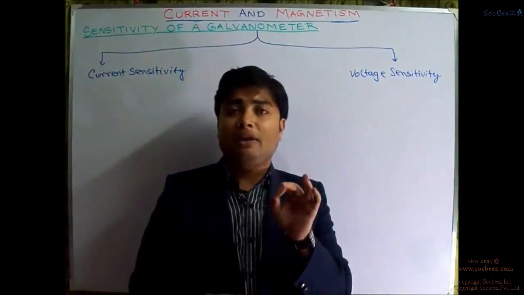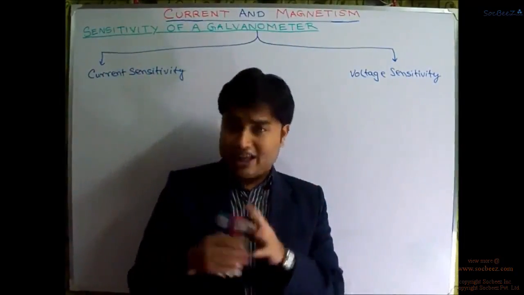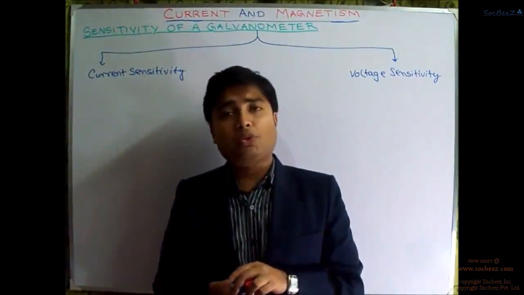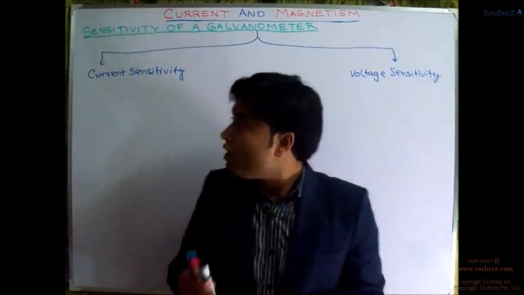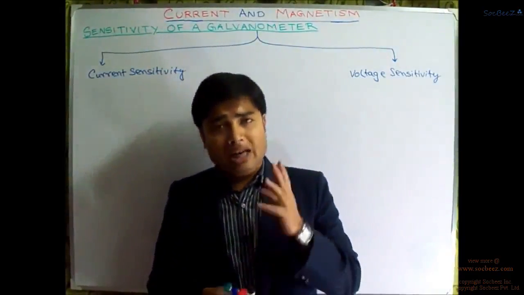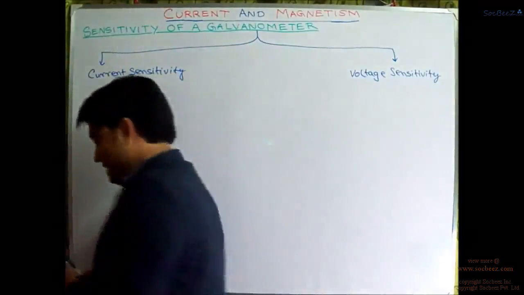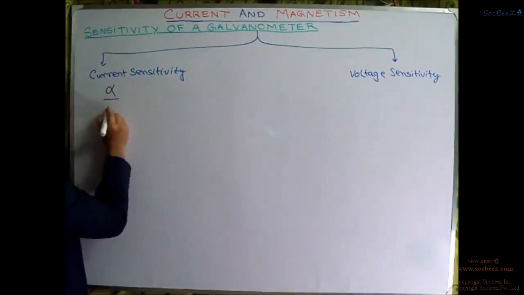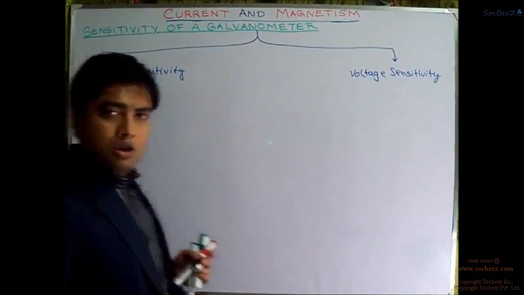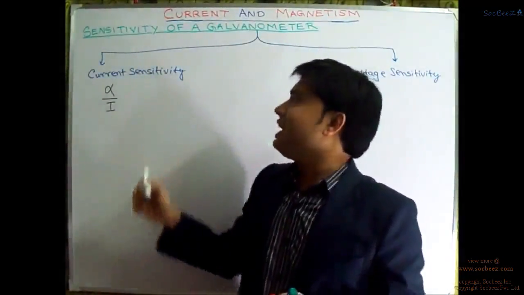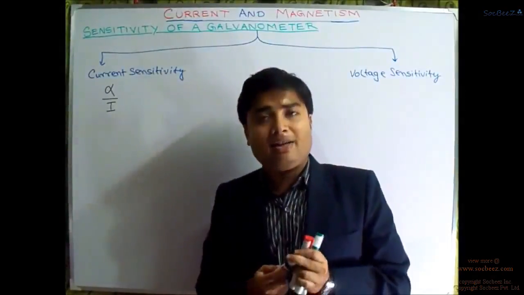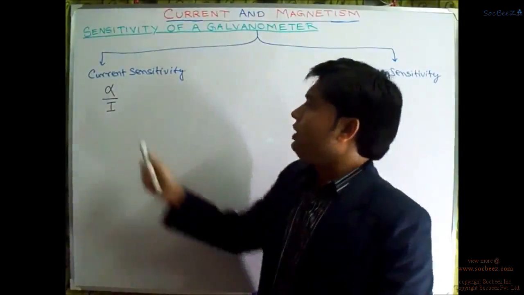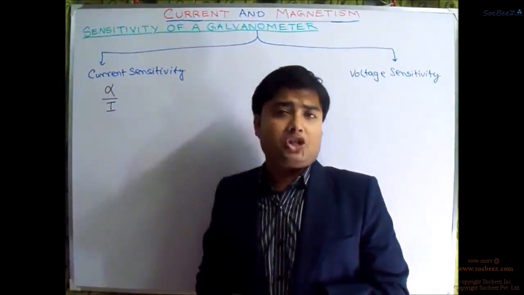Now the galvanometer is actually a precision instrument. Its precision level is very, very high. For example, if we pass a very small amount of current in amperes, it will detect that and deflect. So the current sensitivity of the galvanometer can be denoted as alpha divided by I, which means that the current sensitivity is the reading of the meter per unit amount of current passed.